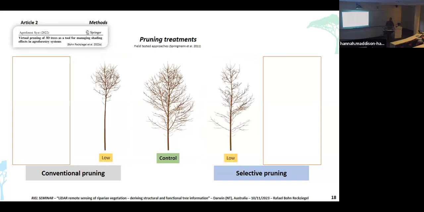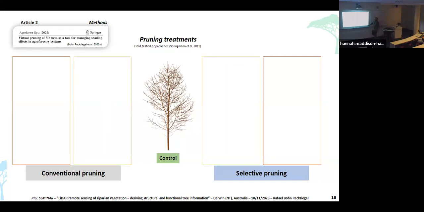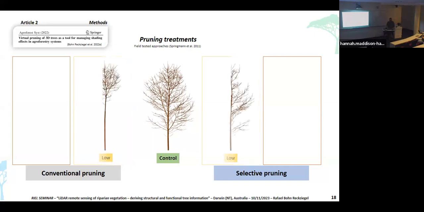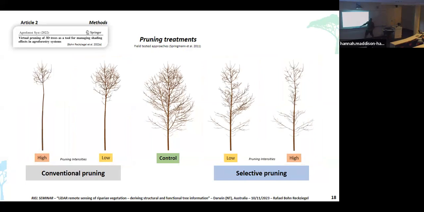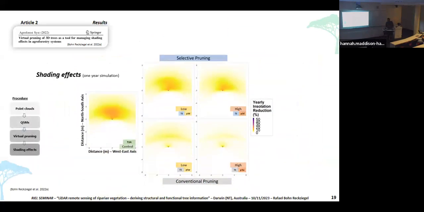So here I developed virtual pruning systems where, starting from the cylinders, from the structure of a real tree, we simulated scenarios for pruning the trees. In different intensities, following a conventional pruning treatment where you remove branches until a certain height, and then a selective pruning system where you remove branches throughout the tree. So there are different strategies to produce high quality timber. However, they will have different shading effects.